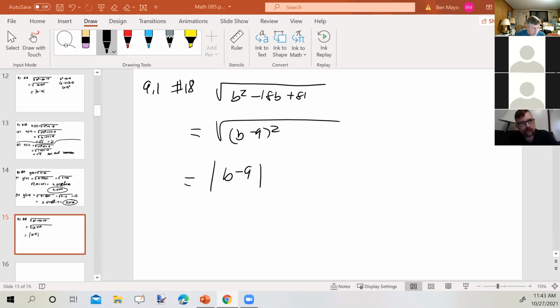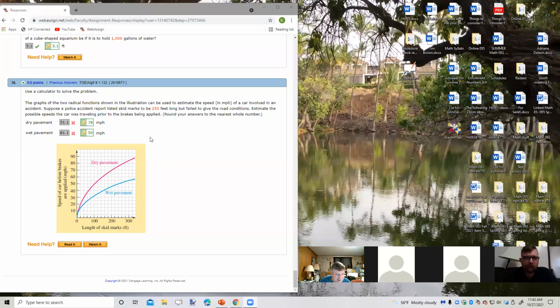This is 38. Yeah, same thing. Maybe I just need to take that out of the assignment list. So again, 250 feet. So you've got 220, 240, 250. Dry pavement looks to be about 77 or 78. Wet pavement looks to be about 50. I would actually say 52.